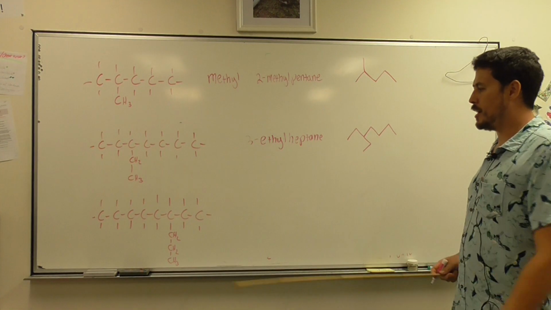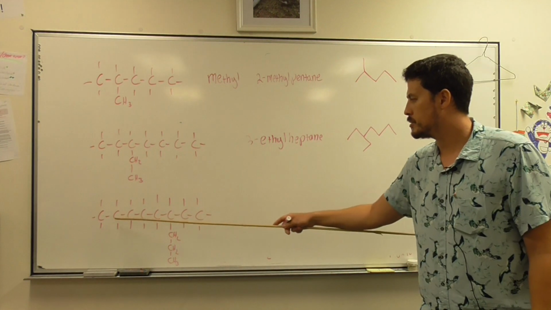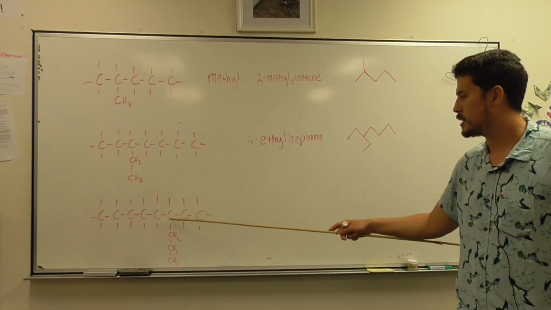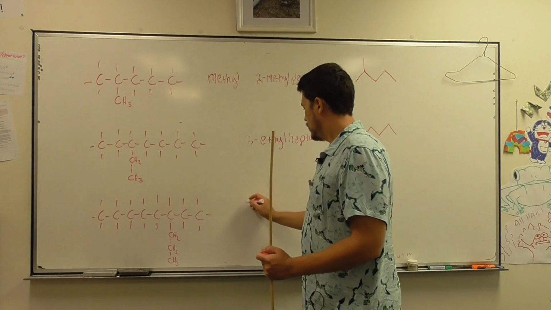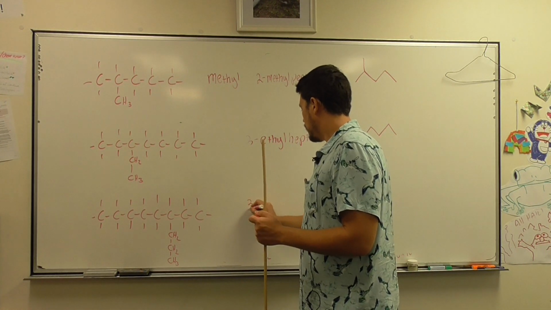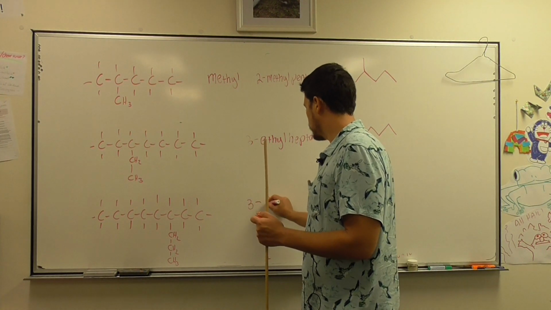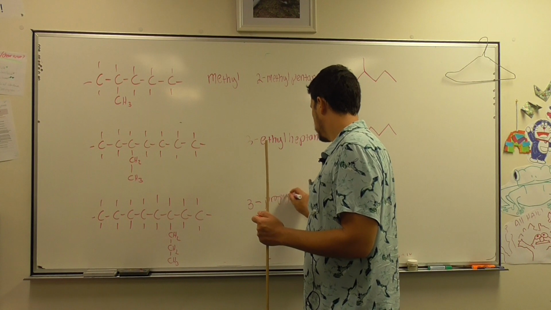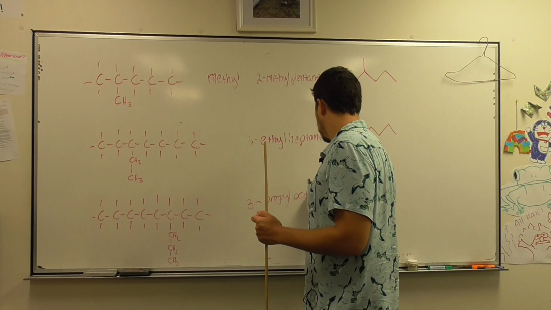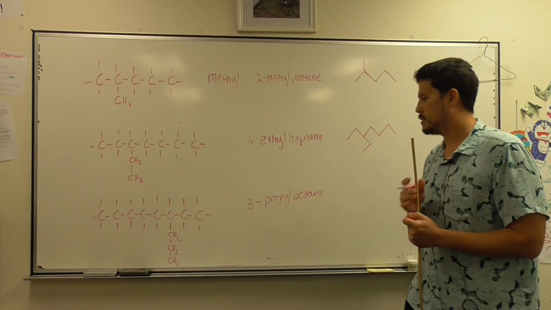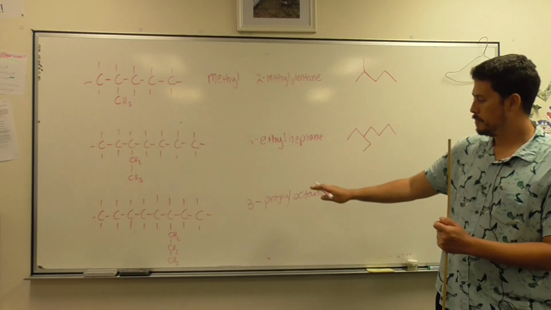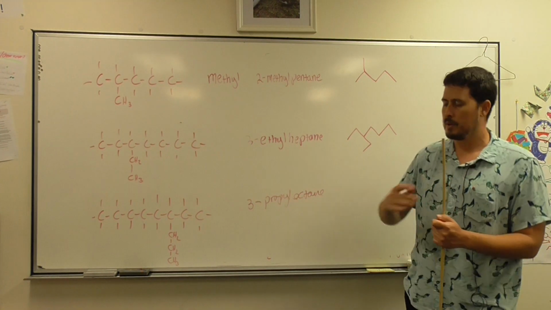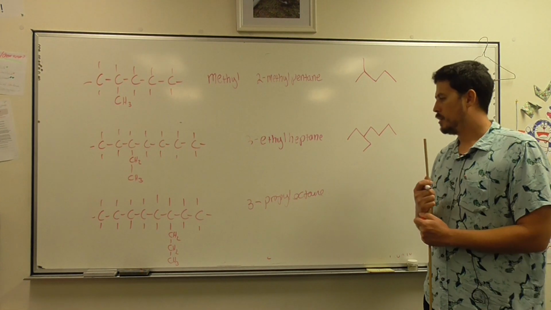Alright, what do we got here? Well, we've got 1, 2, 3, 4, 5, 6, 7, 8. So octane. So it's going to be 3-propyloctane. And there's no space between those two words there. 3-propyloctane. So propyl is what we refer to as a 3-carbon group.